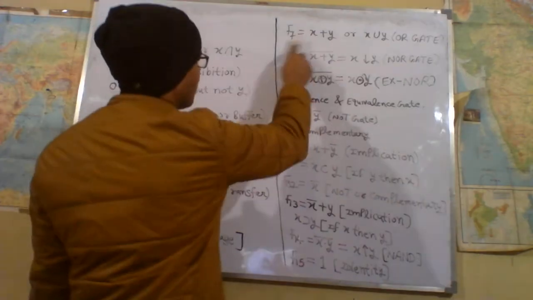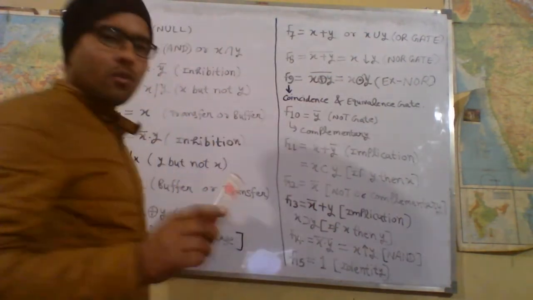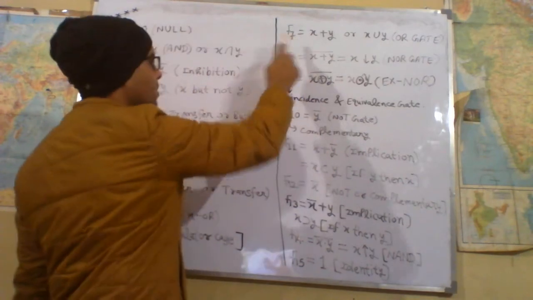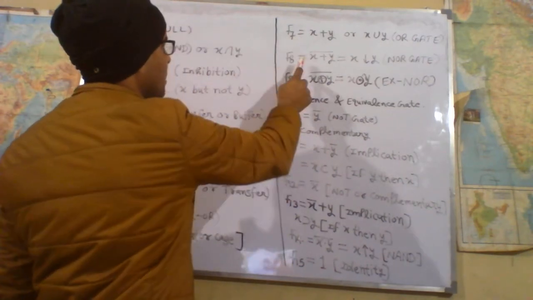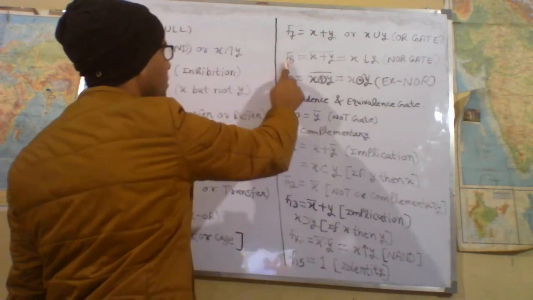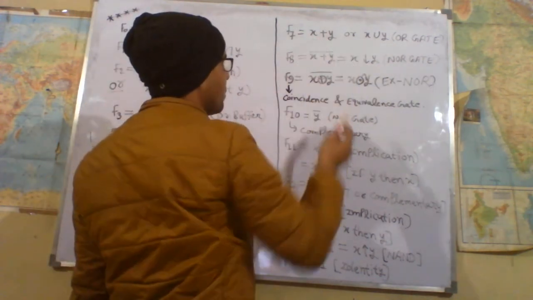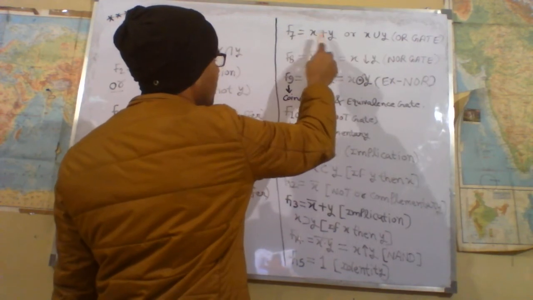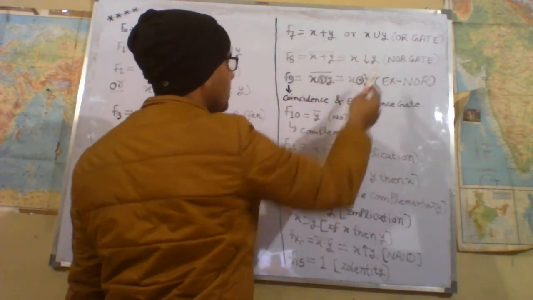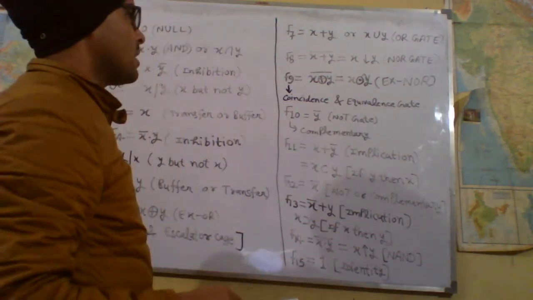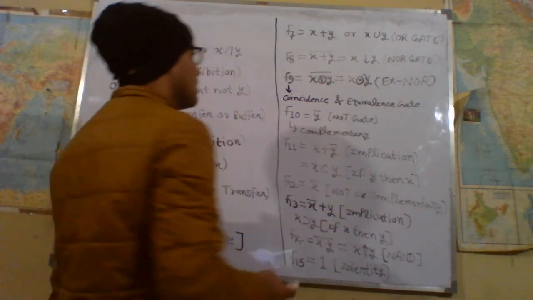Next is F7 equal to X or Y. X or Y means it is having OR gate, that is the complement of NOR gate. We can see from here NOR gate. F7 and F8 are complements of each other. So NOR gate is the complement of OR gate. So we can remember the truth table of OR gate, and then we can find easily: we can just complement the truth table of OR gate, we will get the truth table of NOR gate.